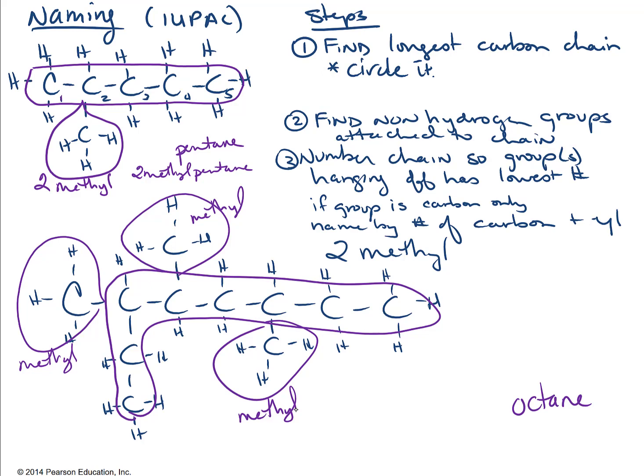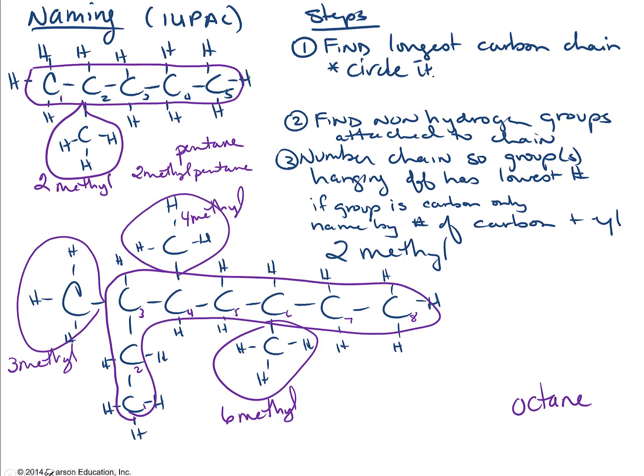So start from either side. I want the lowest possible number combination. So if I go 1, 2, that would make this one 3, right? And then this one would be 4, 5, 6. This one would be 6, 7, 8. Okay, so I have 3, 4, and 6 for the methyls.